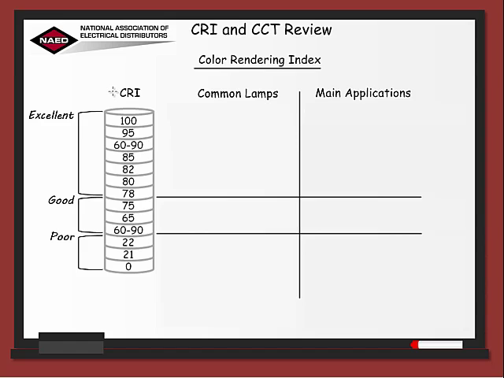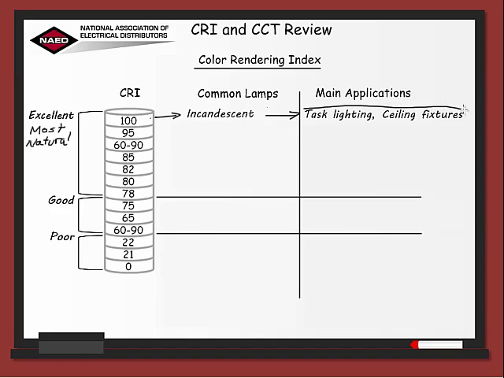This index is divided into three categories: excellent, good, and poor. In the excellent category, the 100 score is given to the incandescent lamp because it tends to be the most natural to the human eye. All other lamps score downward from 100 on the CRI index. An incandescent is commonly used as task lighting and ceiling fixtures.